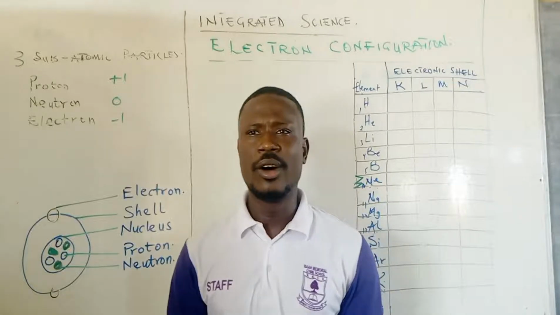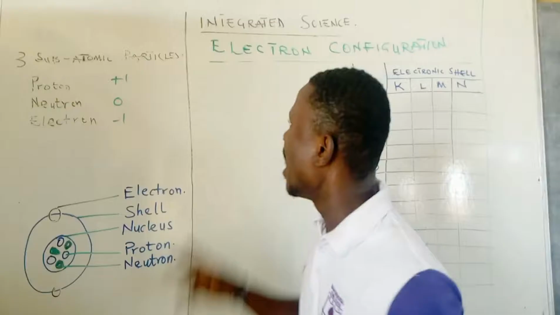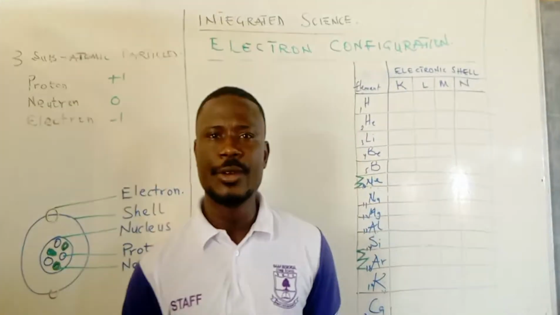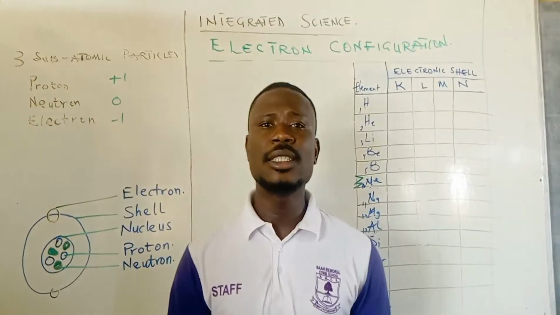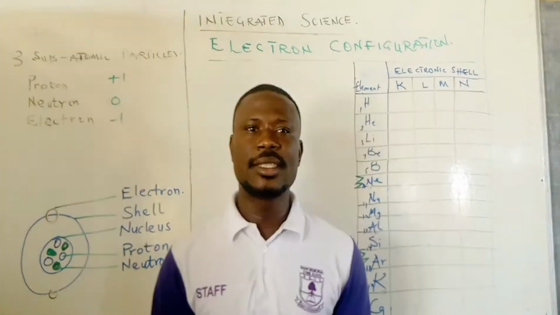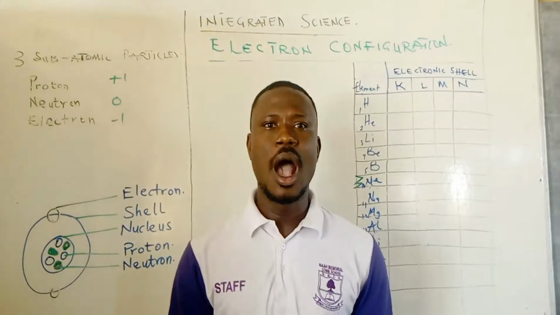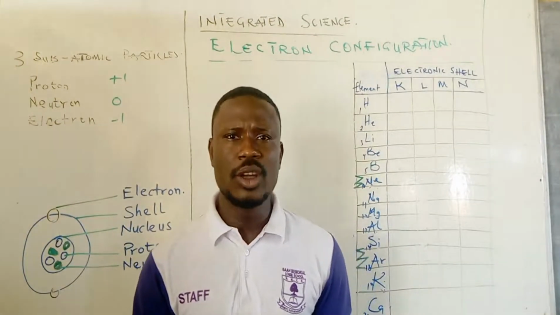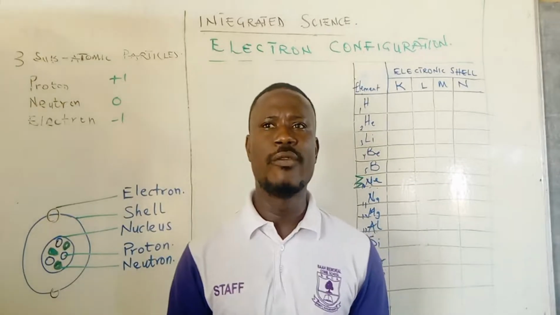Now, today we are looking at electronic configuration, and we can define electronic configuration as the arrangement of the electrons of an atom or an element on its orbit. How would I know the electrons? It depends on the atomic number of the element.